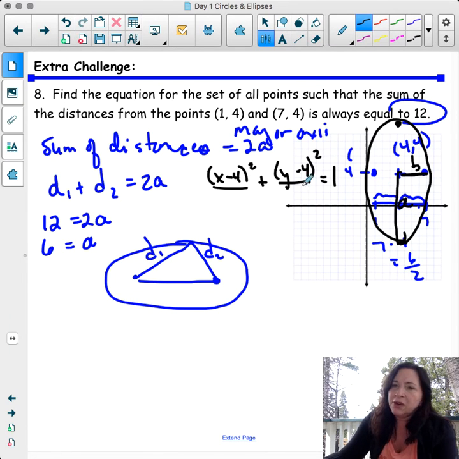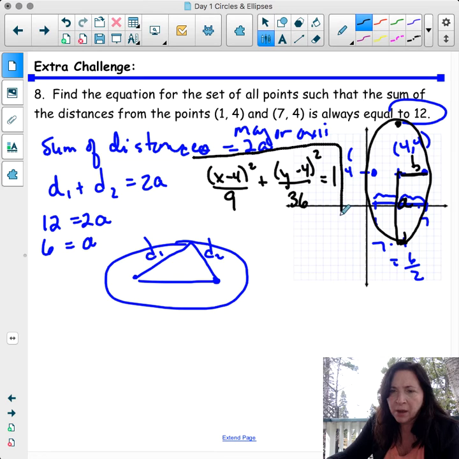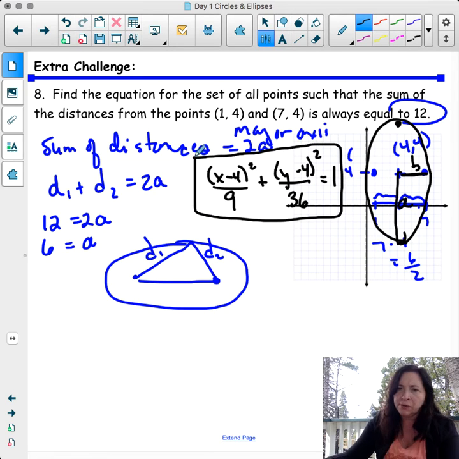So that means that has to be my b value. So underneath the y coordinate is 6 squared, which is 36. And we know that our b value from here to here is 3. So that 3 squared is 9. So this is the equation of my ellipse in standard form.